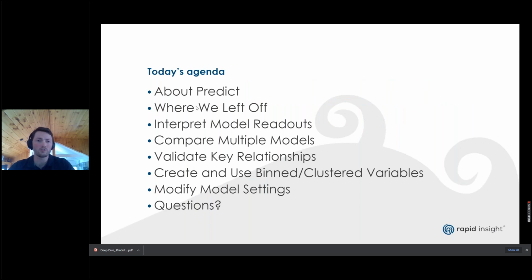Today's agenda: I'm going to very quickly talk about Predict, and I'm going to summarize where we left off from the first instance of this series. Then we're going to cover all of these other techniques that were included in the session description. At the end, we will have time for questions, but in addition, you can ask those throughout, and Jeffrey will plan to stop me wherever they become relevant.